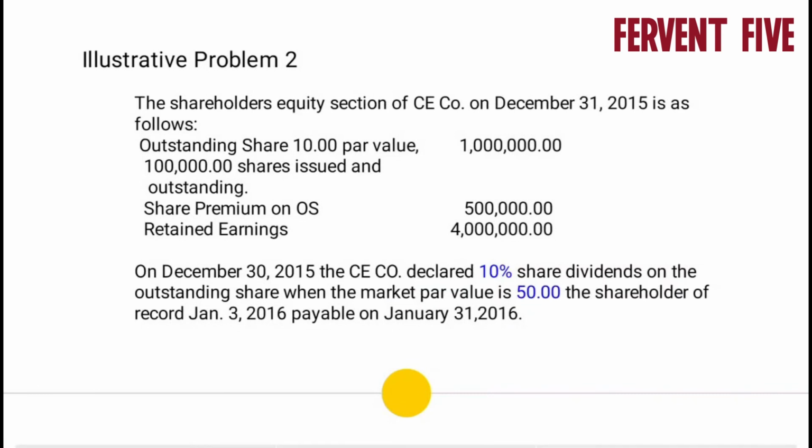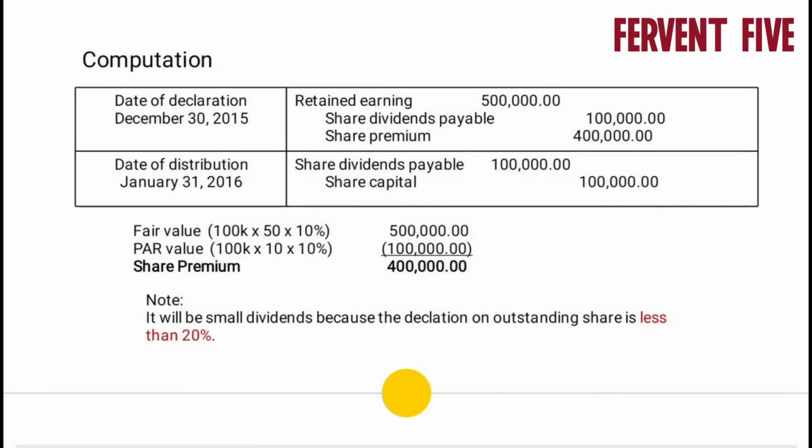So, for the second illustration, it shows an example of small dividend because the declaration of outstanding share is less than 20%. Dahil dito sa example, 10% lang, kaya small dividend siya. So, in journalizing, on the date of declaration on December 30, 2015, debit retained earnings of 500,000 and then credit share dividends payable of 100,000 and credit share premium of 400,000.